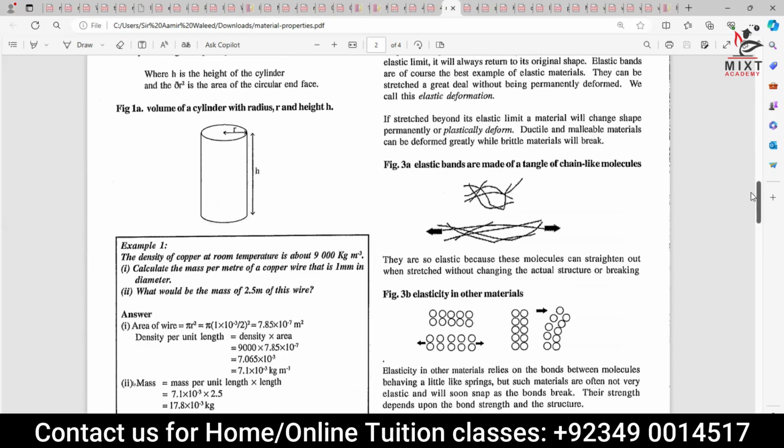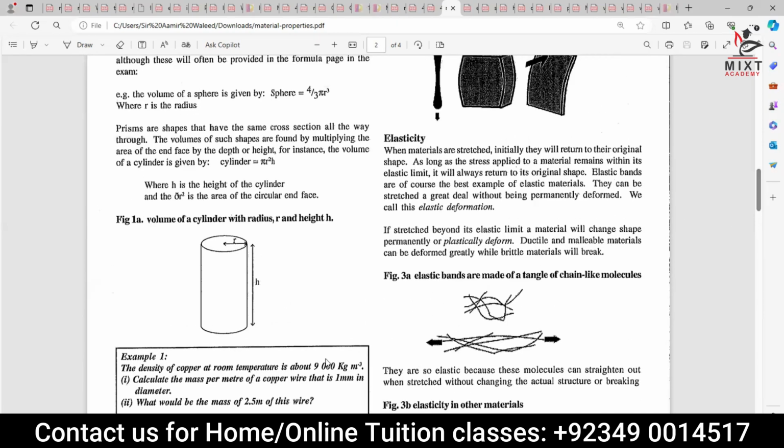Now what I am interested in is, check this out. Can you do that? Density of copper at room temperature is about 9,000 kilogram per meter cube. Calculate the mass per meter of a copper wire that is 1 millimeter in diameter. What would be the mass of 2.5 meters of this wire? How to solve that? You have to find out the mass per unit length, or mass per unit meter. And they have given you the diameter.